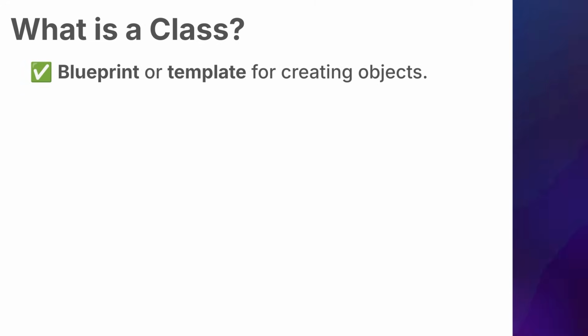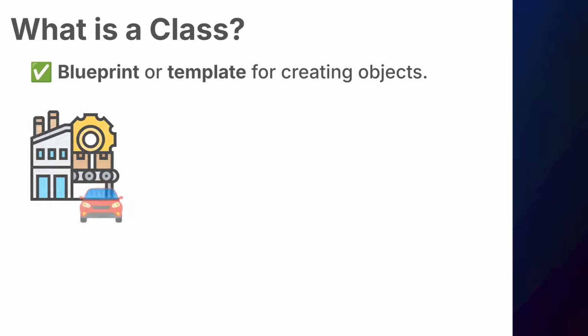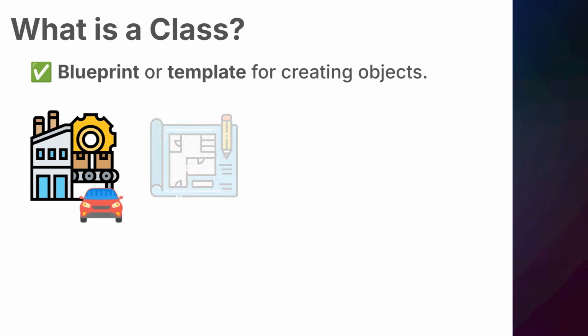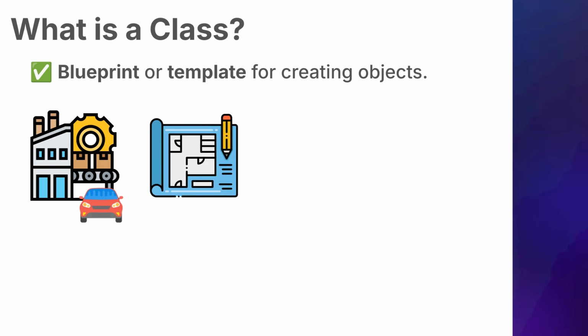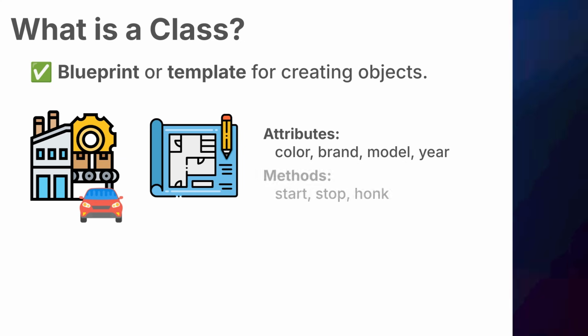What is a class? A class is like a blueprint or template for creating objects. Imagine this. You're at a car factory. The factory has a blueprint or a plan to build cars. That blueprint defines attributes or data: color, brand, model, year; and methods or functions: start, stop, honk, and more.